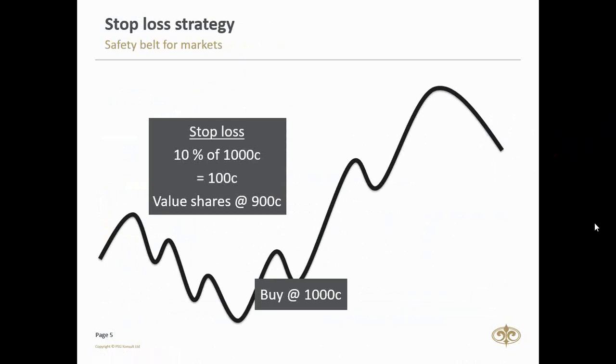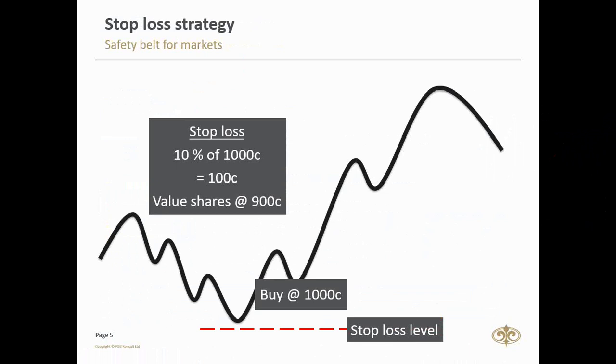So the idea here is that you're eliminating human emotion. The biggest enemy on the share market is human emotion. Number one, greed, and the other side is fear. So in this scenario, instead of valuing the share at 10 Rand, the price you bought it at, you're going to value it at your stop loss level. So the value at 9 Rand.